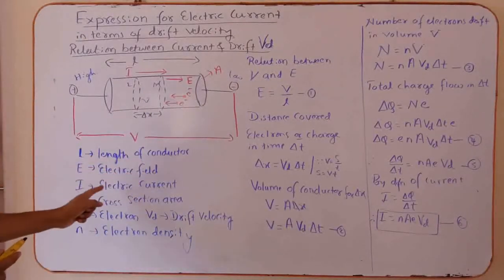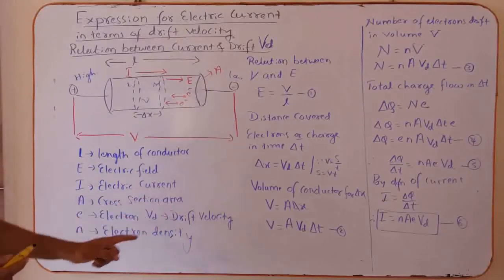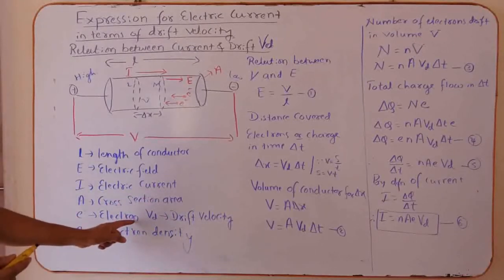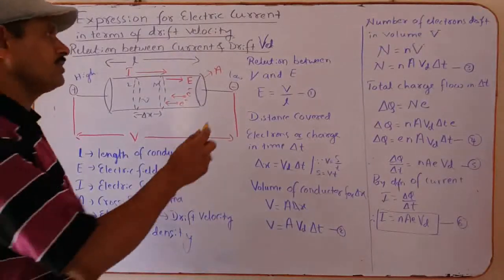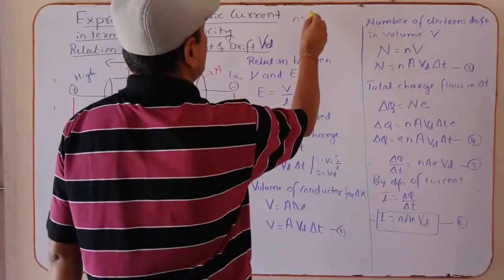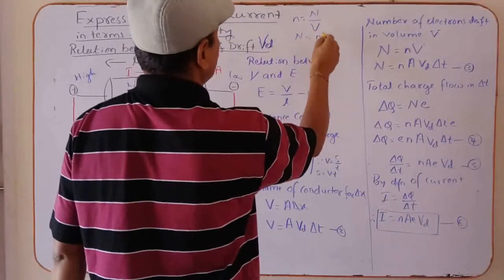Now L is the length of the conductor, E is the electric field, I is the electric current, A is the cross-section area, e is the electron charge, Vd is the drift velocity, and n is the electron density. Electron density means the number of electrons per unit volume. The number of electrons is equal to n into V.